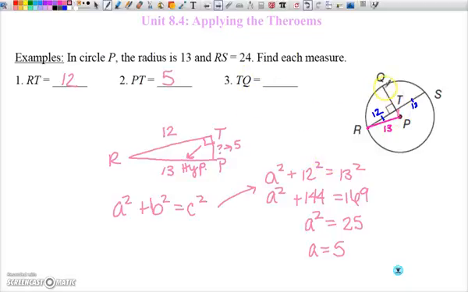If you look at this whole segment, QP is an entire radius, right? And we know that the radius is 13. So we've got Q, T, and then from T to P. We know that this is 5, and we know that this whole thing has to be 13, which automatically makes this 8, because 8 plus 5 is a total of 13. So there's your TQ.